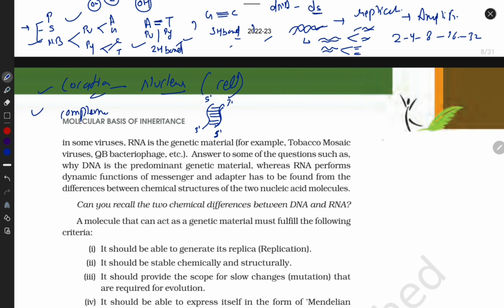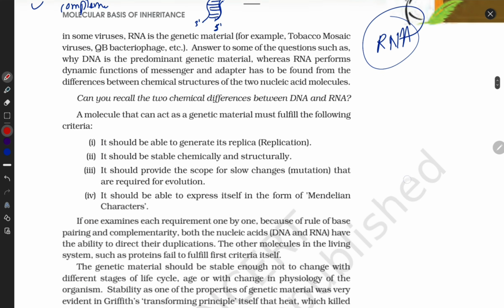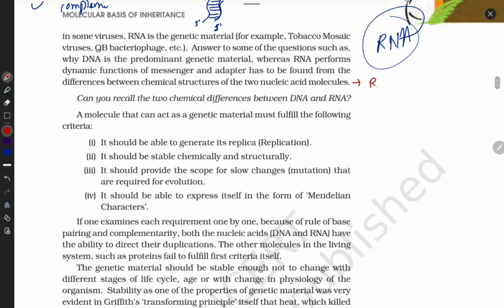Okay, now let's move towards RNA. What are the special properties of RNA? Full form is ribose nucleic acid. Ribose nucleic acid means, because this is not deoxy, they have an OH group at both ends. That's why we call it ribose.